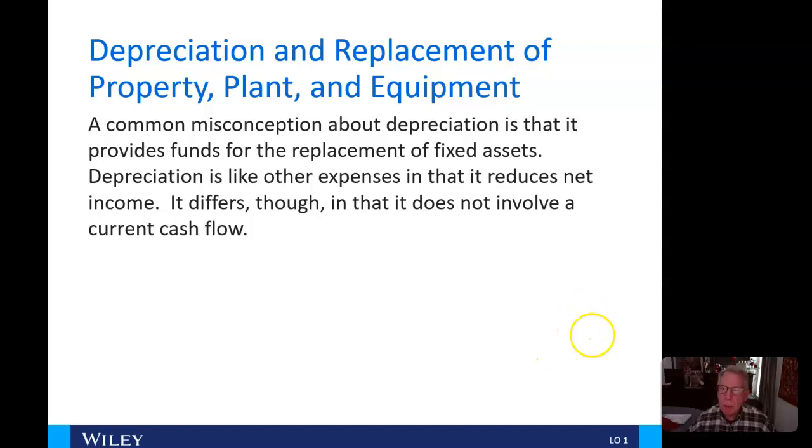Depreciation and replacement of property, plant, and equipment. There is a common misconception about depreciation in that it provides funds for the replacement of fixed assets. Not true. Depreciation is like other expenses in that it reduces net income. It differs, however, and this is a very important concept, in that it does not involve current cash flow. It's a non-cash expense.